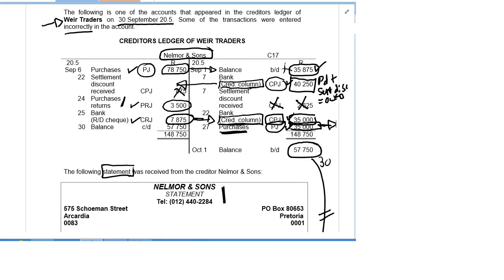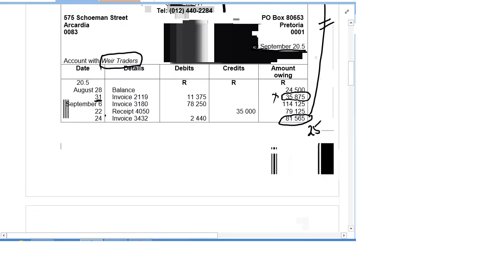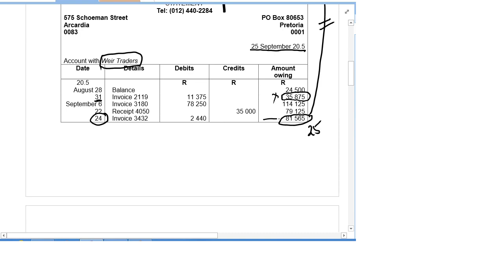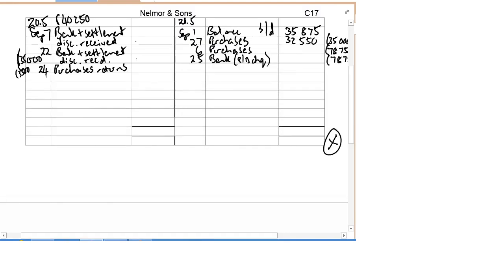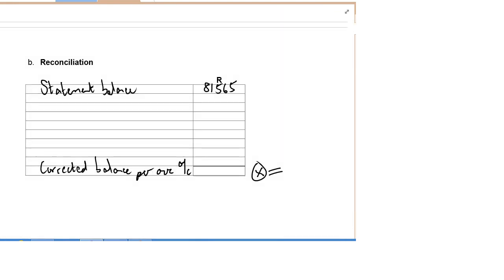What they've also told me here in item number 2 is that this happened on the 27th. And remember, my supplier has only done the statement up till the 24th. So this invoice that we're talking about is not in this balance. So I have to add that to this balance here. So he has a balance of 81,565, and we're now going to say that there were purchases that happened on the 27th of September, and the amount of the purchases after the discount is 32,550, and that needs to be added to what we owe to the supplier.